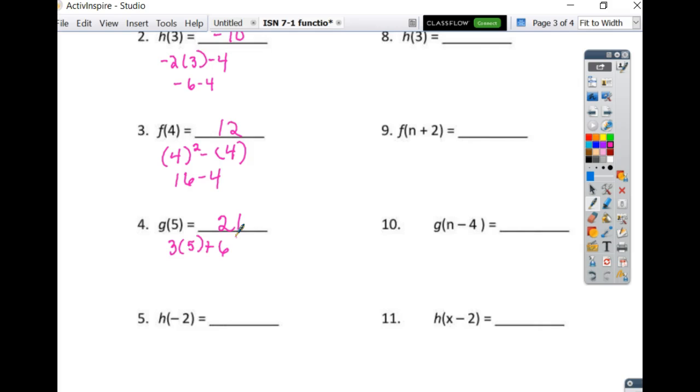So here's why the parentheses are important. On number 5, you see the -2? When I put it in my h function, it's -2 times -2 minus 4. What is -2 times a -2? 4. 4 minus 4 is 0.